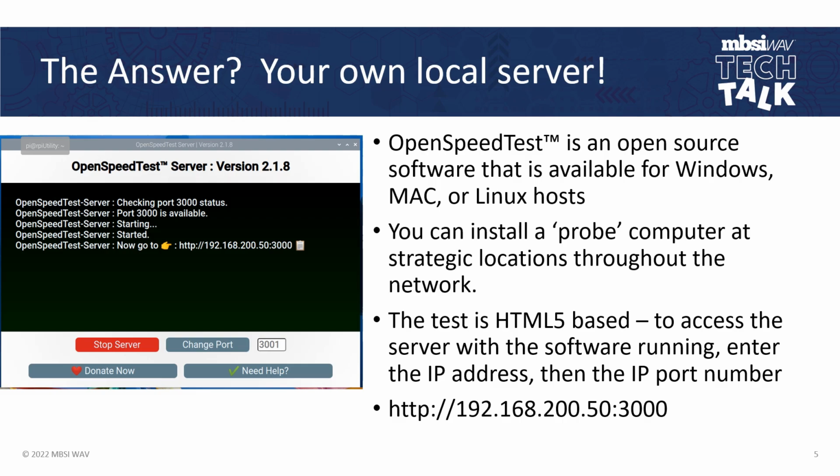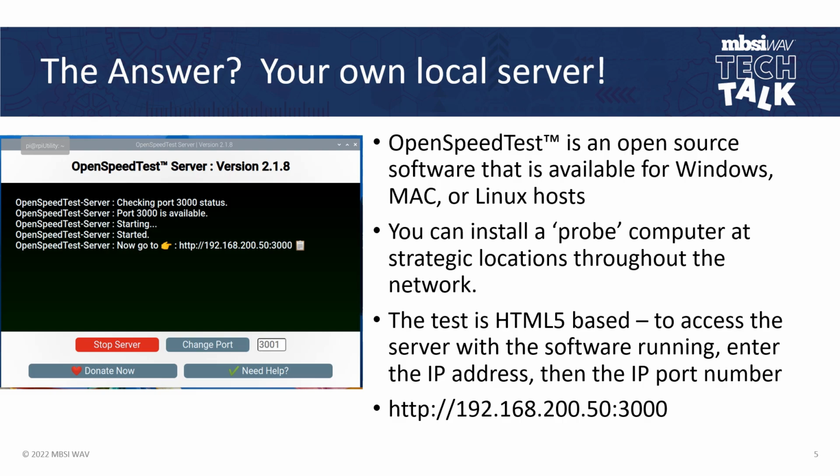This is much simpler. Open Speed Test is open source software that's available for Windows, Mac, and Linux hosts. It doesn't matter what the computer is, you can install it on. You can install a probe computer at strategic locations throughout your network. Run this server on it, and all you do to access the test is HTML5 based. So to access the server with the software running, enter the IP address and then the IP port number. The default port for this is 3000.